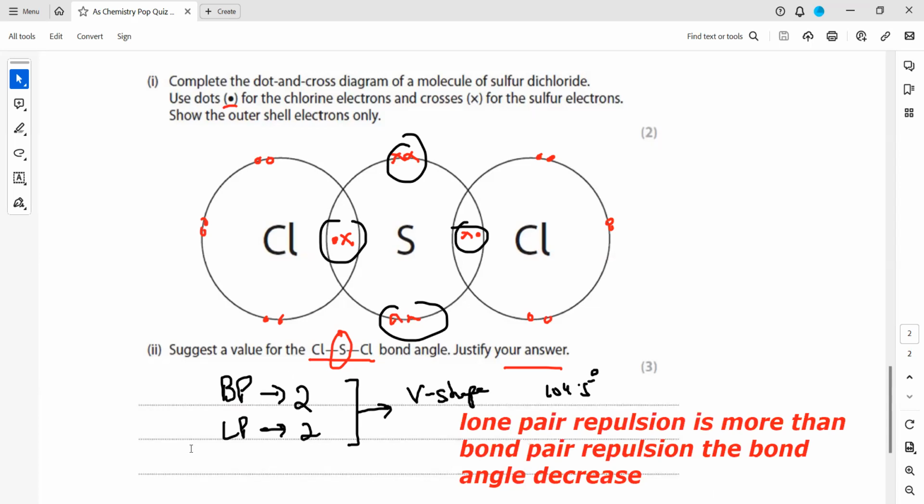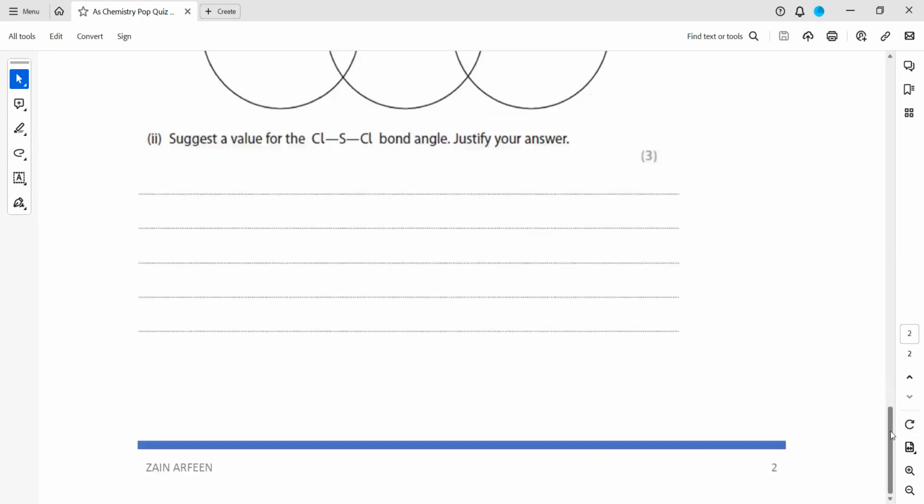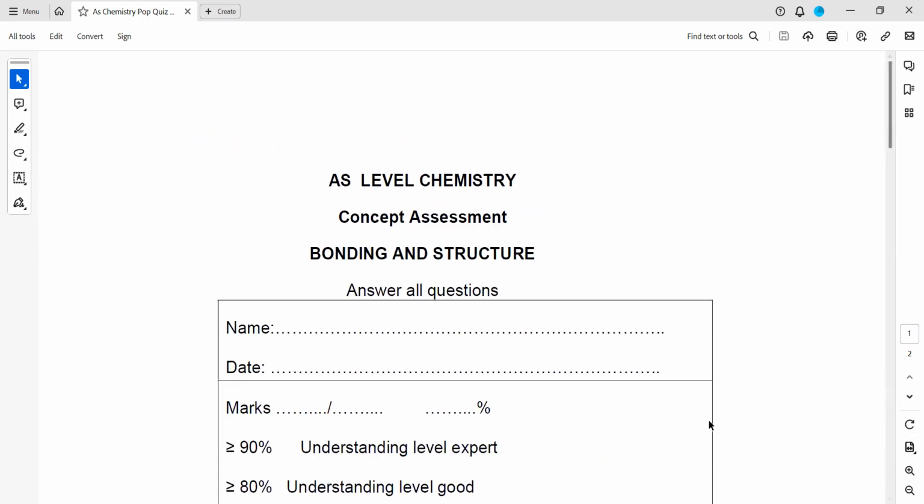Is it clear, this one? How to predict the geometry? Always check the central atom to predict the geometry of a molecule. So this was pop quiz 9, which was related to bonding and structure.